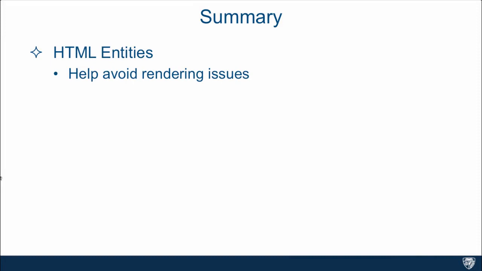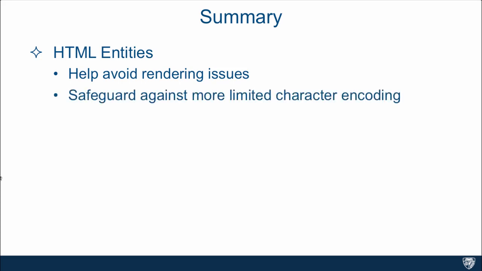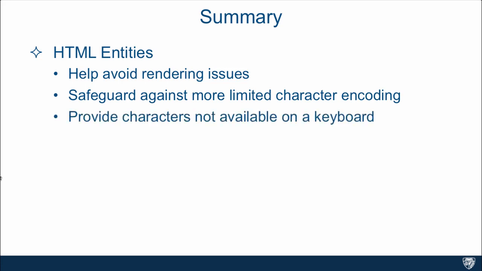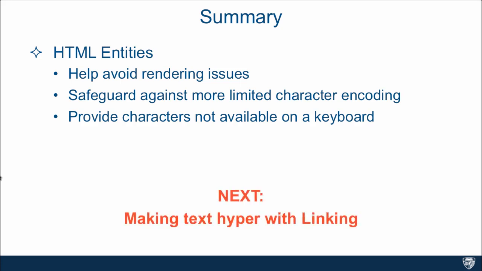So in summary, we looked at HTML entities, and they help avoid rendering issues, especially with those three characters that HTML can try to render instead of treating as content. We also saw that sometimes you can safeguard with these HTML entities against more limited character set encodings. And you can provide characters not available on the keyboard. For example, we provided the copyright character at the end of the document. That certainly is not on any keyboard that I've seen, but you can still display that character using an HTML entity. Next, we're going to talk about making text hyper with linking.